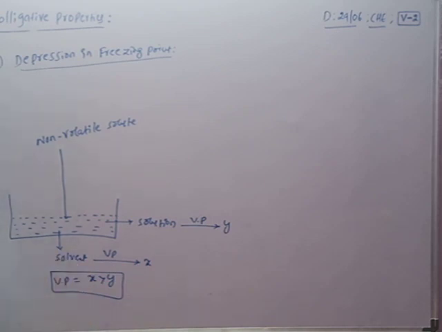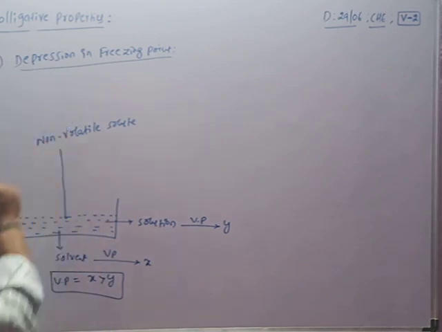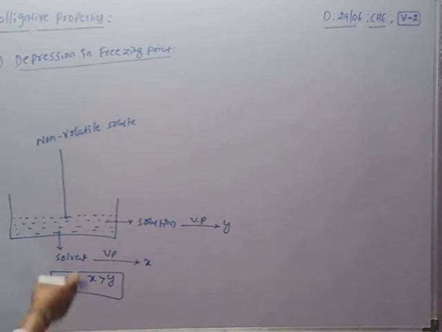Now the change in the freezing point. First of all, let us consider the solvent. After addition of the non-volatile solute to the solvent, the freezing point of the solvent increases. It means the solution is converted into vapors at low temperatures. It means the solution's boiling point is comparatively less than the boiling point of the solvent.